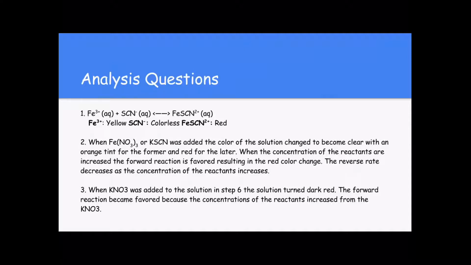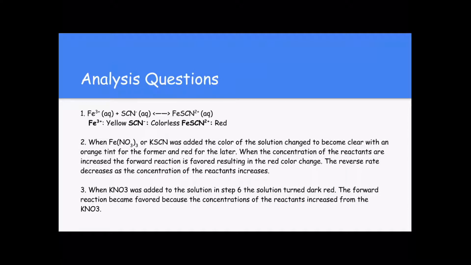When iron nitrate or potassium thiocyanate was added, the color of the solution changed to become clear, with an orange tint for the former and red for the latter. When the concentration of the reactants is increased, the forward reaction is favored, resulting in the red color change. The reverse rate decreases as the concentration of the reactants increases.